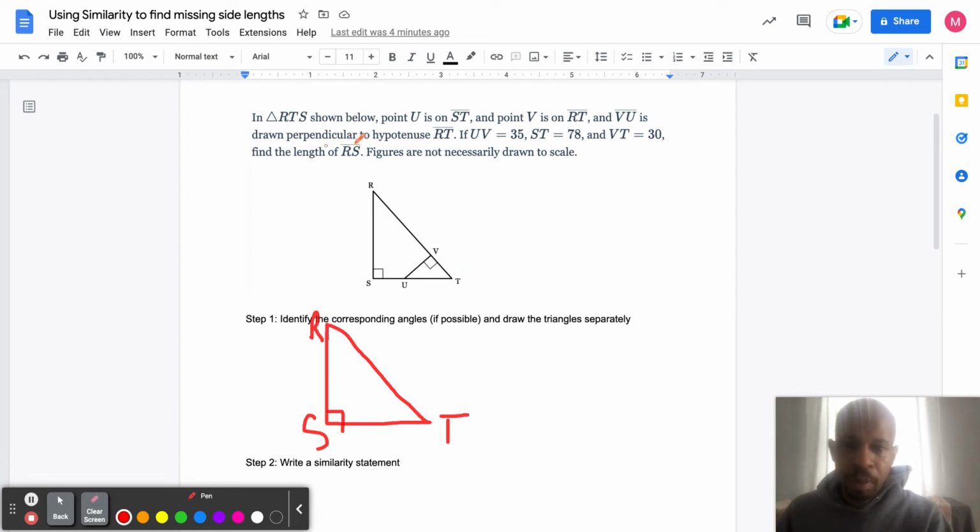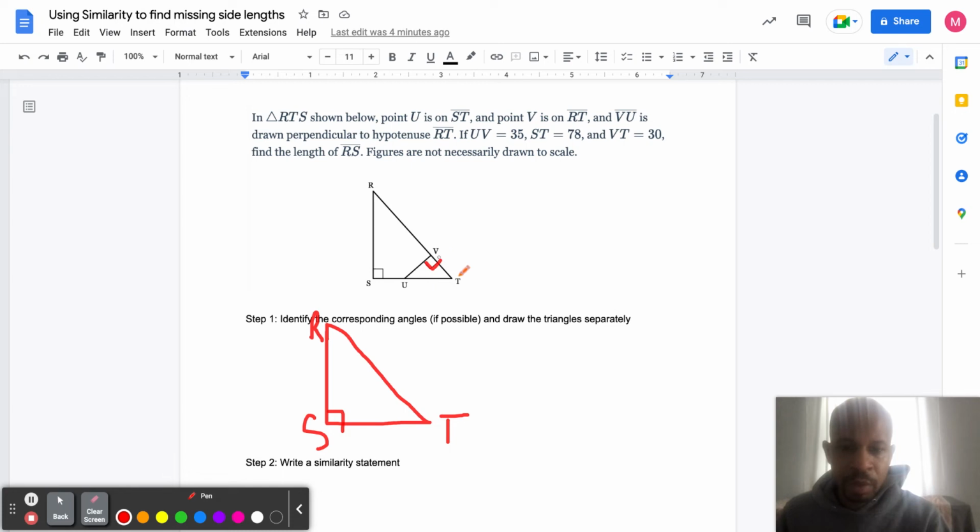VU is drawn perpendicular to hypotenuse RT. Basically what that means, it creates a 90-degree angle. That's why you see a 90-degree angle right here, okay? Perpendicular means that it forms a 90-degree angle. That's one of the interpretations of perpendicular. If UV is equal to 35.